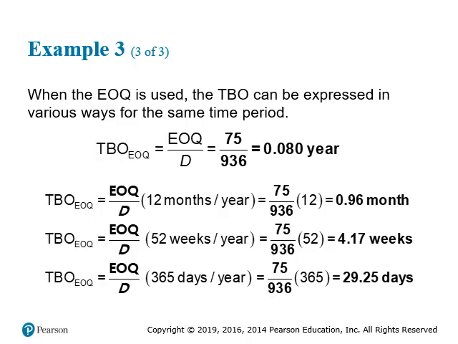If you multiply that by 12, it'll tell you there are 0.96 months between orders. Or multiply it by 52, it'll tell you there are 4.17 weeks between orders, or even multiply it by 365. We've got 29.25 days between orders with the order quantity of 75 units.